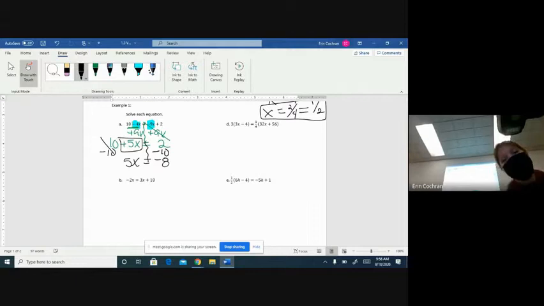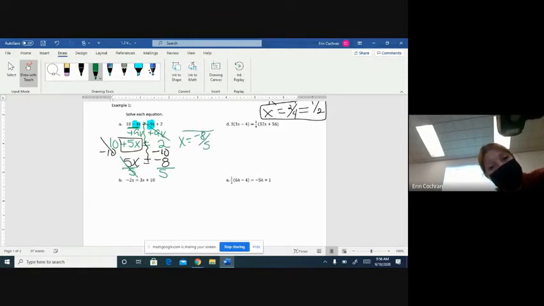Negative 8. Good. And then how do I get rid of the 5? Divide by 5. Now, 5 divided by 5 is 1. So we're left with x. And can I divide negative 8 by 5? No. So we leave it as negative 8 over 5. Don't lose your negatives. And that would be your final answer.